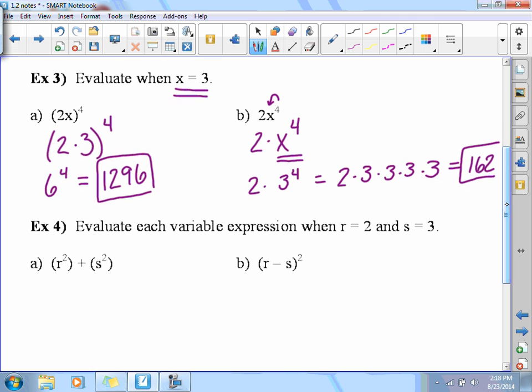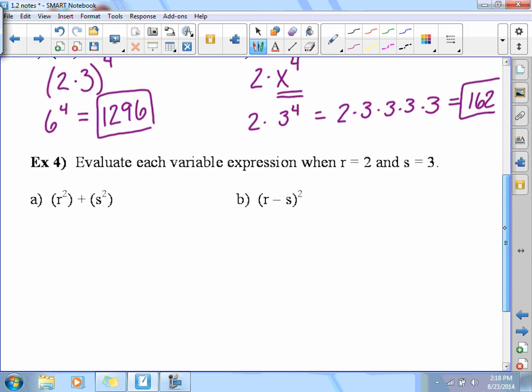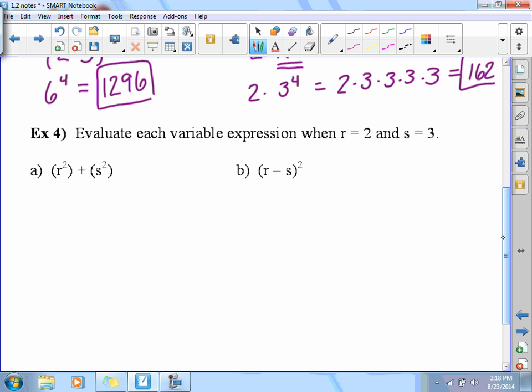So you have to recognize that these expressions in example 3 are not the same. They have a very different meaning and a very different answer, all because of those parentheses. And we're going to notice that again here in example 4, where we have to evaluate our expression.